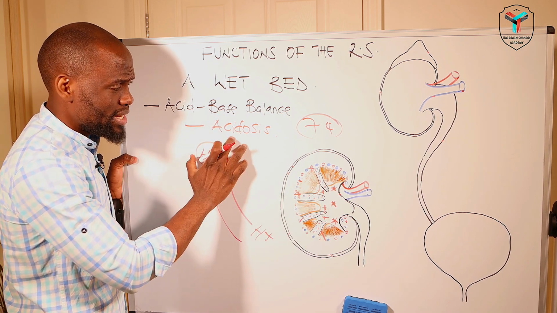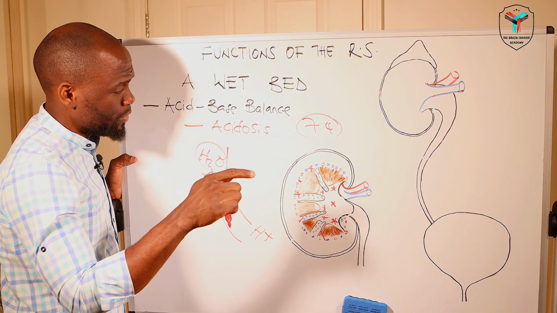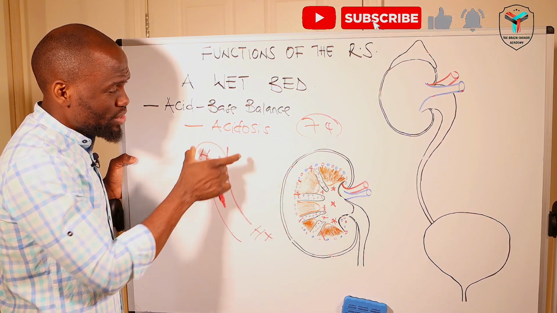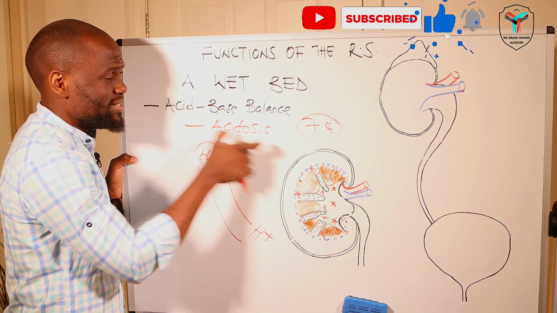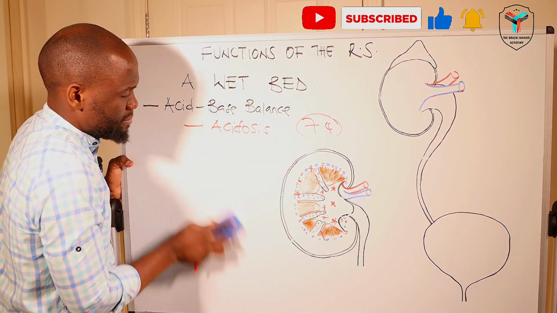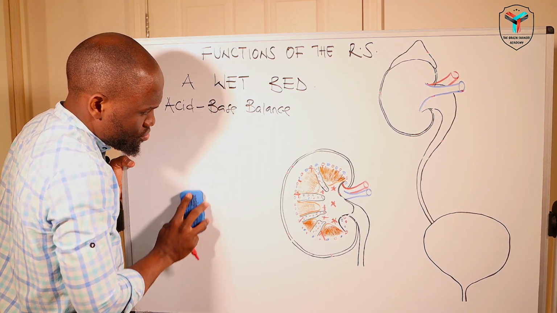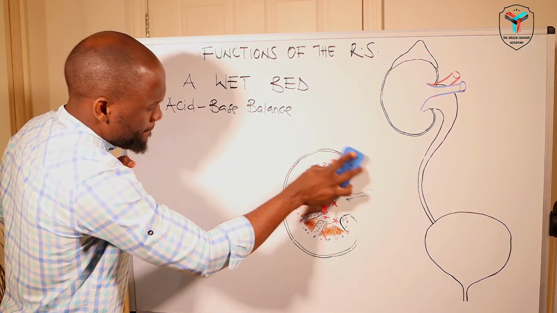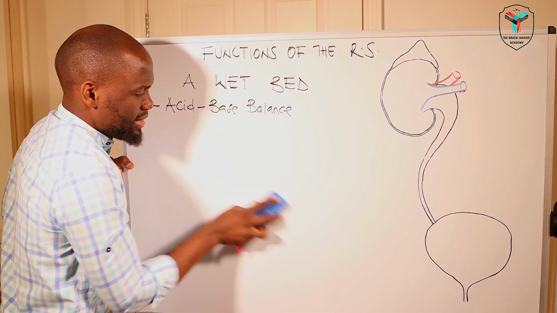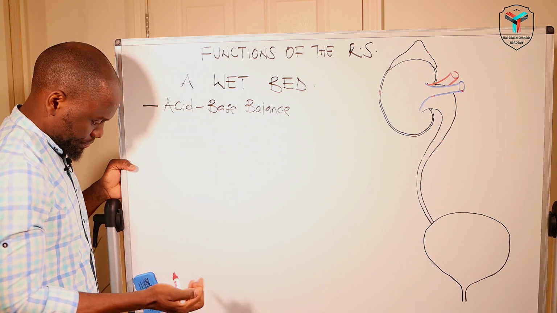I look at the states of acidosis and alkalosis in a new video, so make sure you look out for that video, so that you understand how the kidneys perform this main function of acid-base balance. But what is important to note is that when they are performing this role, all the kidneys are trying to do is maintain that blood pH around 7.4.